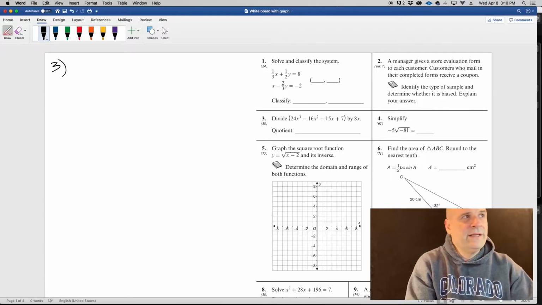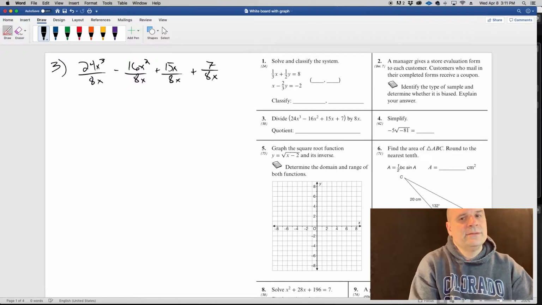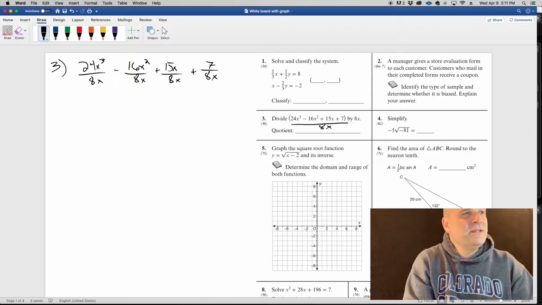So we're just dividing everything by 8x. So 24x cubed divided by 8x minus 16x squared divided by 8x plus 15x divided by 8x plus 7 divided by 8x. Okay? This is kind of like the distributive property of division. So we're dividing all that. Let's just reduce all of this.